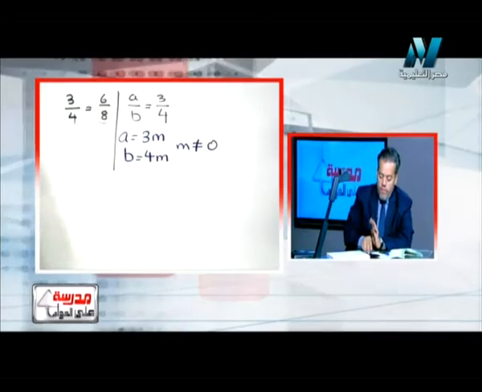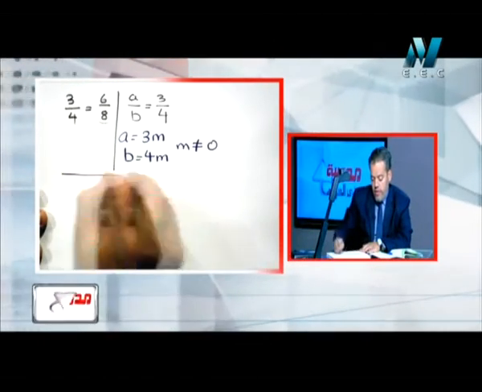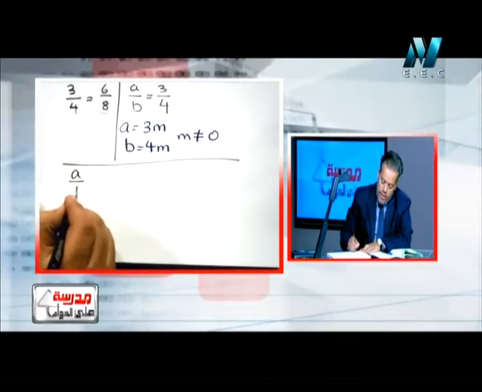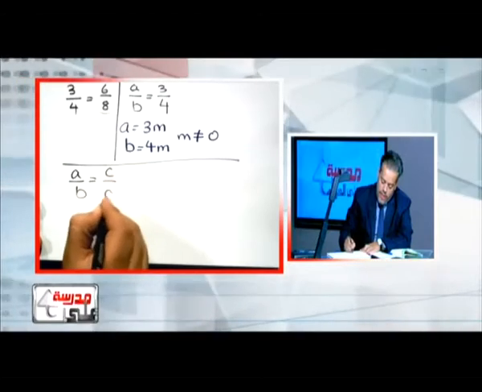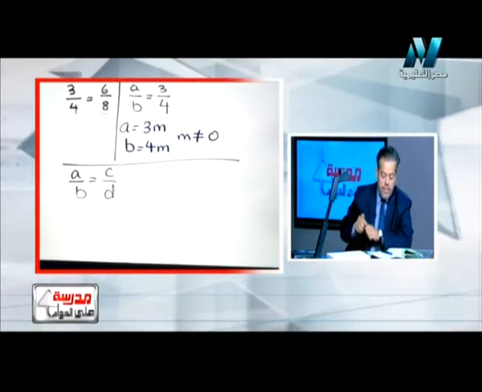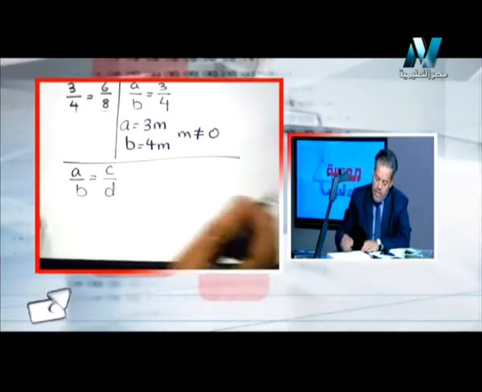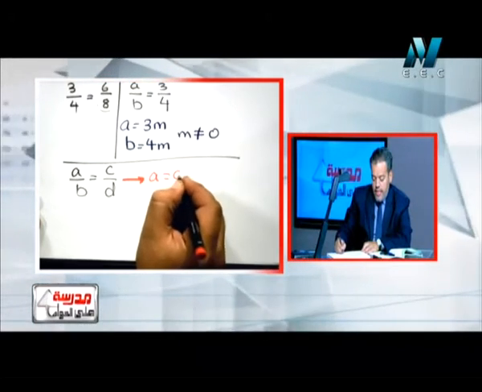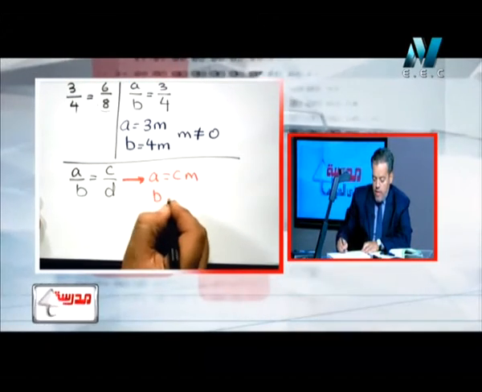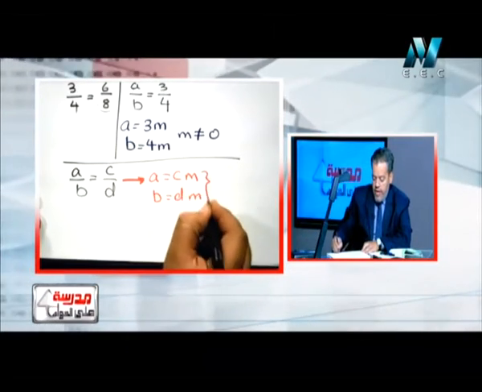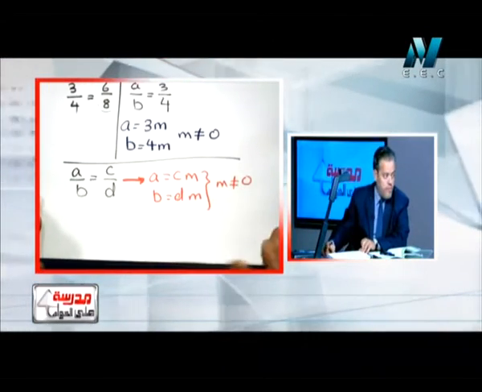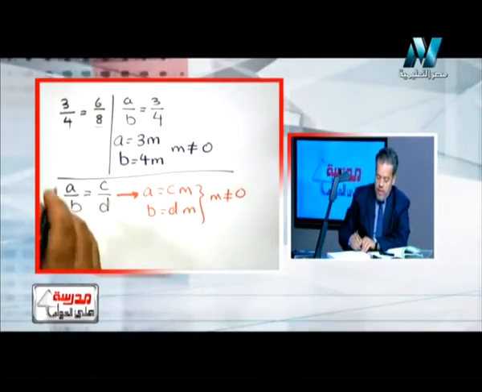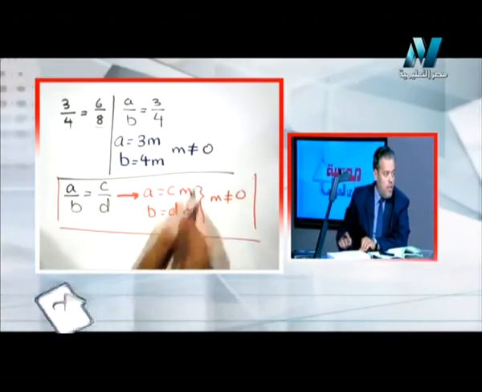And what do we have for this time? That if we have a proportion of a over b equals c over d, this means that a equals c times the factor m, and b equals d times the factor m, where m doesn't equal 0. So this is the main property that we are going to work on for this episode.